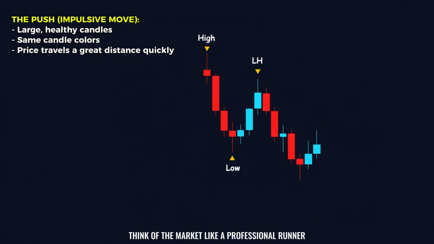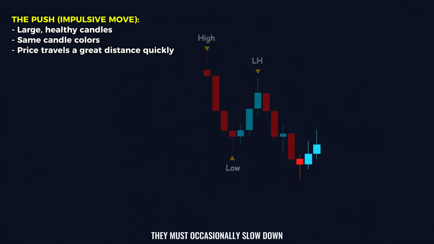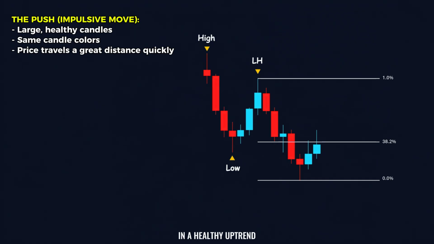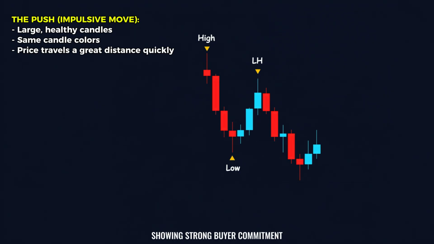Think of the market like a professional runner. A runner cannot sprint forever without stopping. They must occasionally slow down, catch their breath, and rest before they can sprint again. In a healthy uptrend, the push is when the price sprints upward aggressively. This push is characterized by large, healthy candles that are mostly of the same color, showing strong buyer commitment. The price travels a great distance in a very short amount of time.